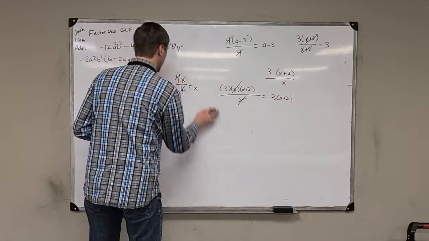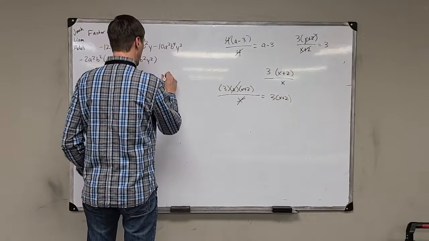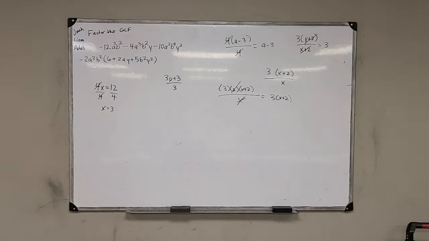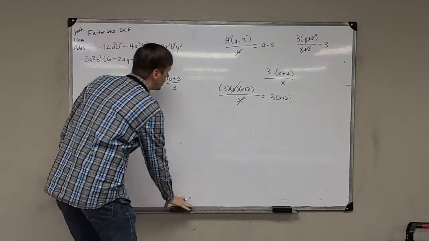All right, so let's see something like this. What if we have 3p plus 3 over 3, all right? And they said simplify this. What do you guys think we would do?